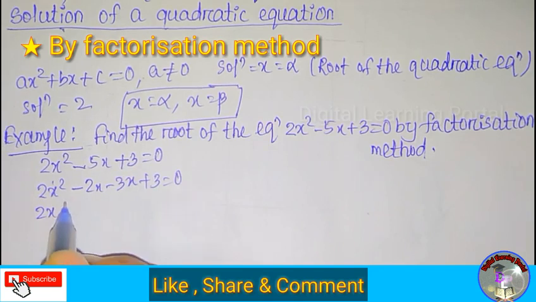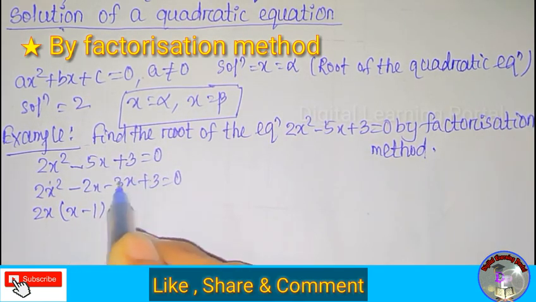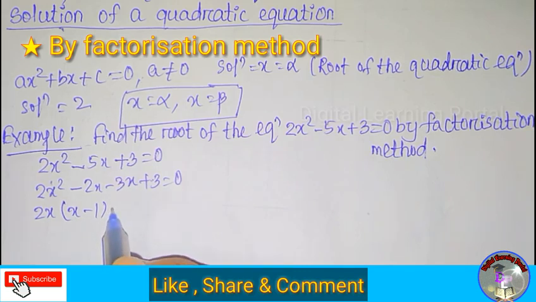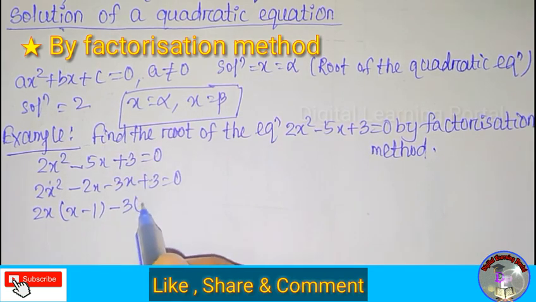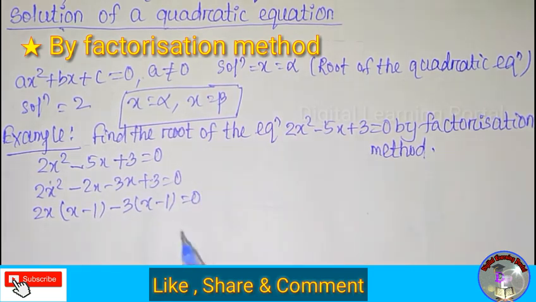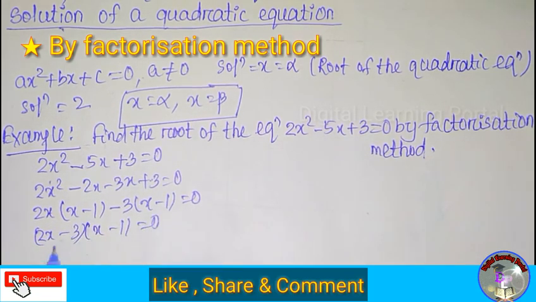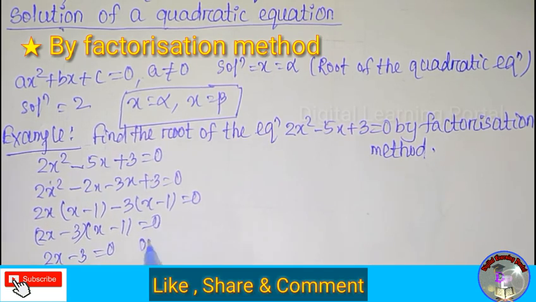Now we take 2x common, what remains will be x - 1, and from these two terms we take -3 common. So you can write within the bracket x - 1 is equal to 0. So here (2x - 3)(x - 1) = 0. We can write 2x - 3 = 0, or x - 1 = 0.